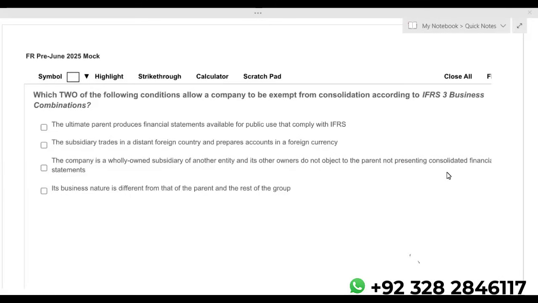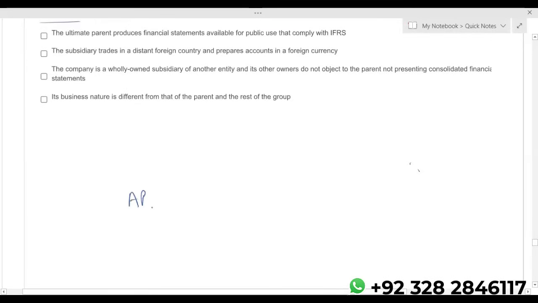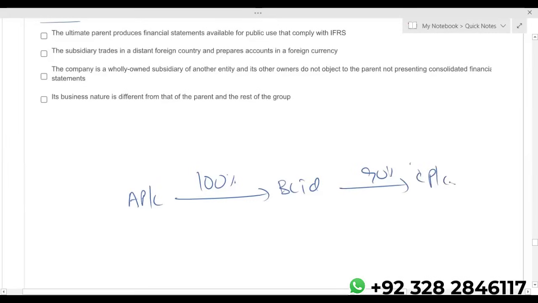Let's quickly discuss the last multiple choice question. Pre-seen mock June 25. Which two of the following conditions allow a company to be exempted from consolidation according to IFRS 3 business combination? Which two of the following conditions? Basically, if this is the scenario that A PLC has got 100% holding in, assuming, B Limited, and this company has got 90% holding in C PLC. I'm just assuming it, okay? Logically, there are two groups.